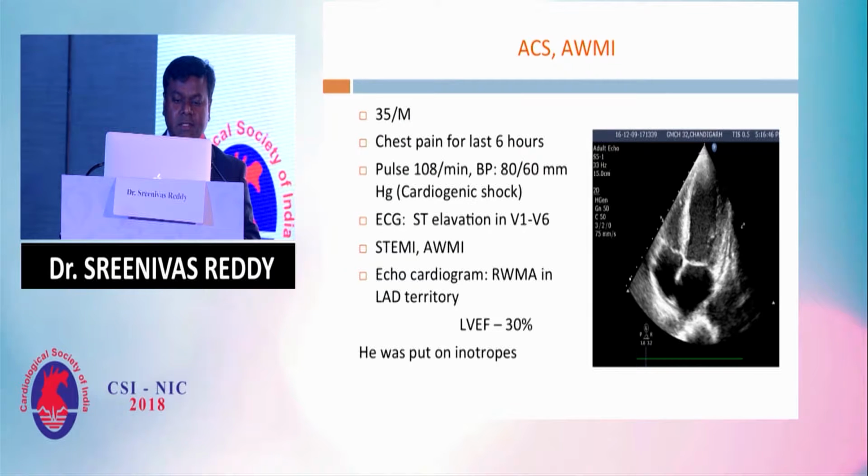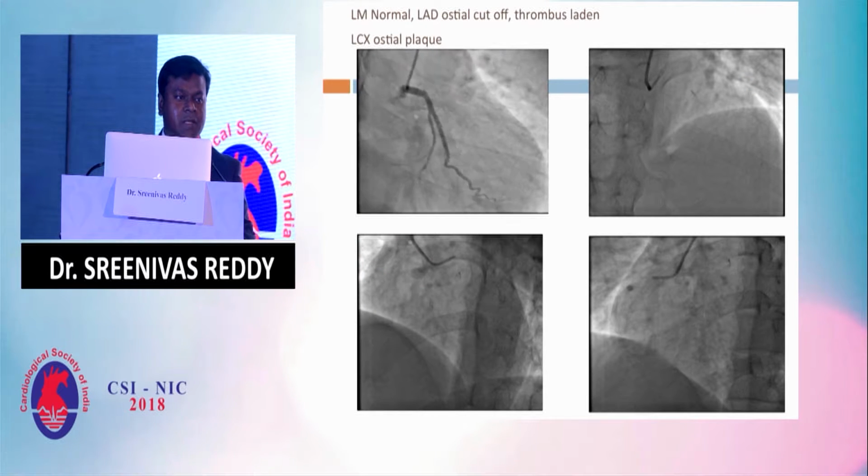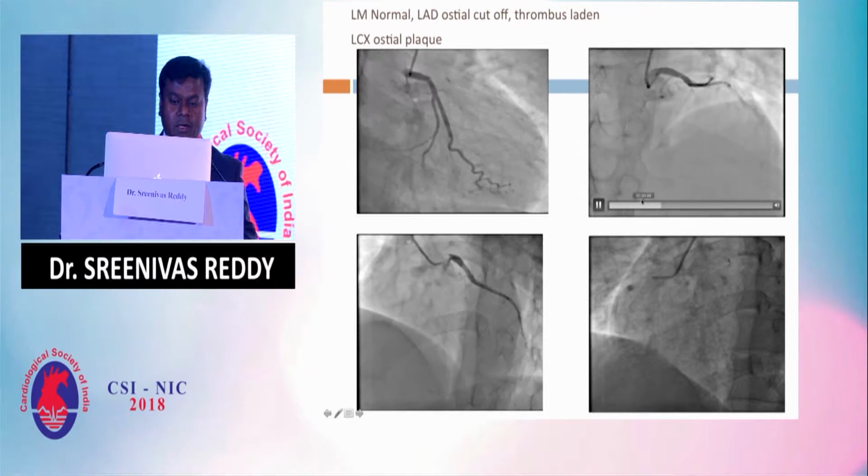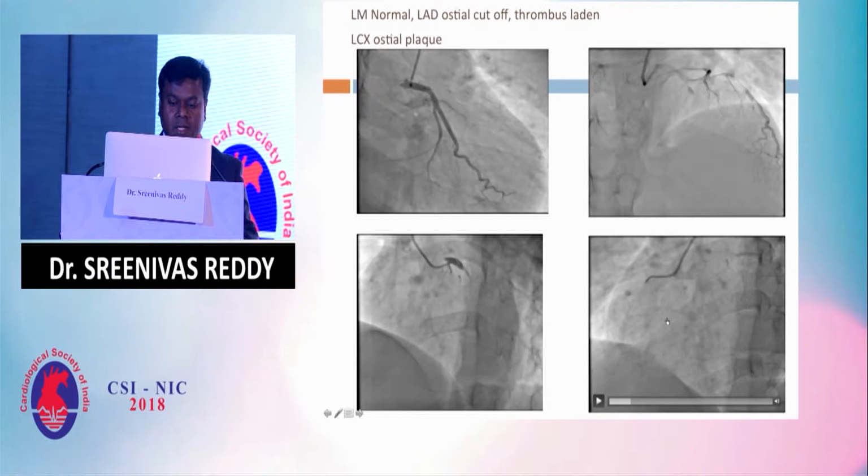The second case is a 35-year-old male patient who had chest pain for the last 6 hours. He came in cardiogenic shock, ST elevation MI with low ejection fraction. He was put on inotropes. IVUS helps in looking at the side branches and in guiding the strategy. You have an ostial LAD cutoff with some thrombus, and this is the RCA.